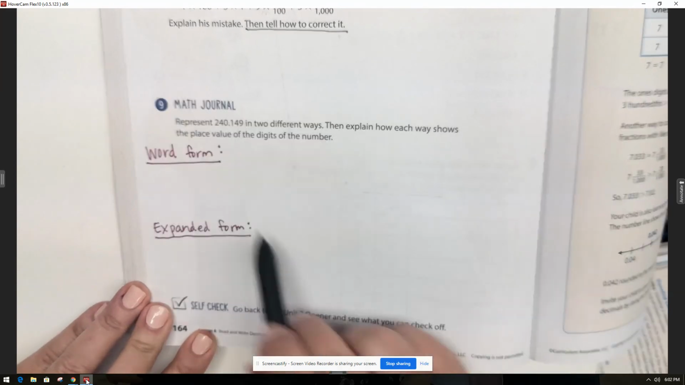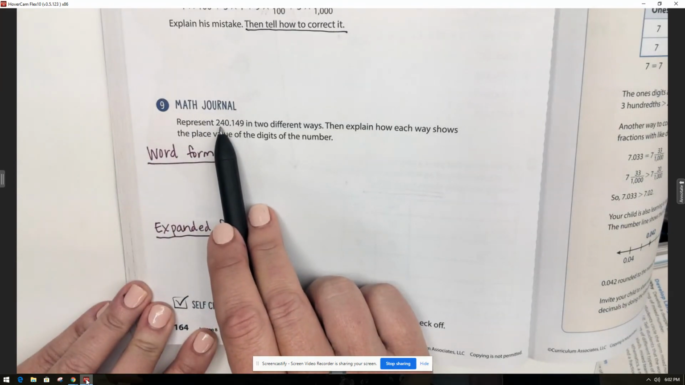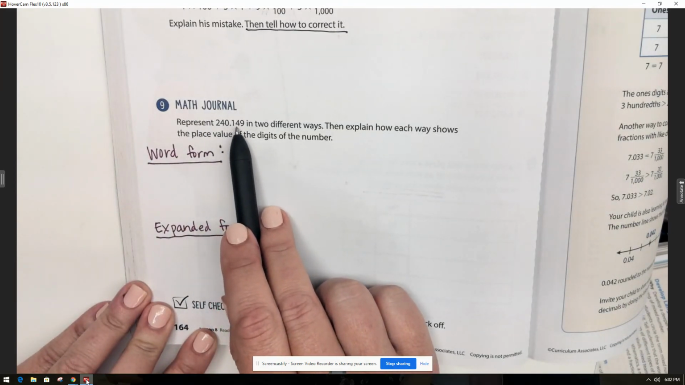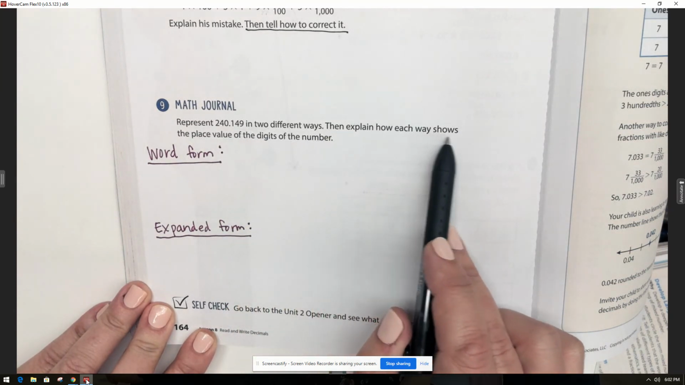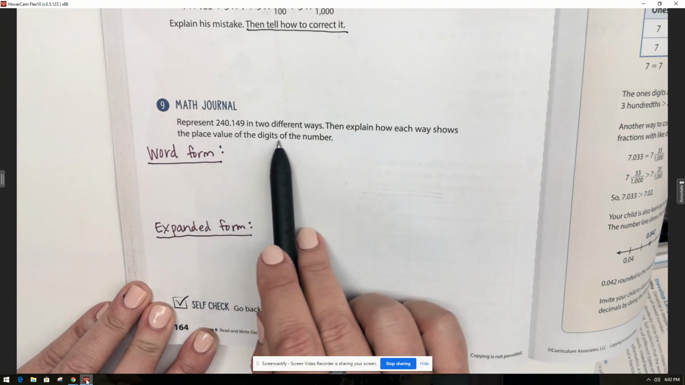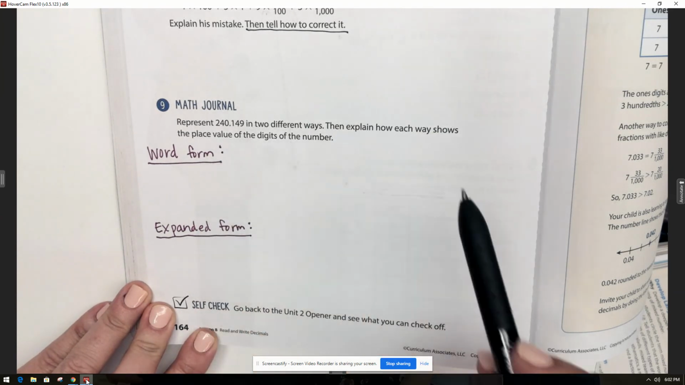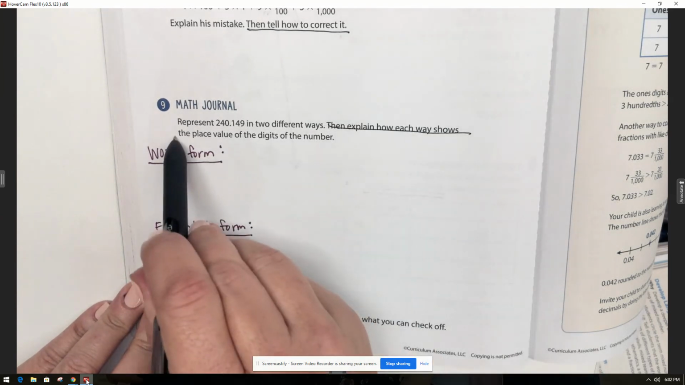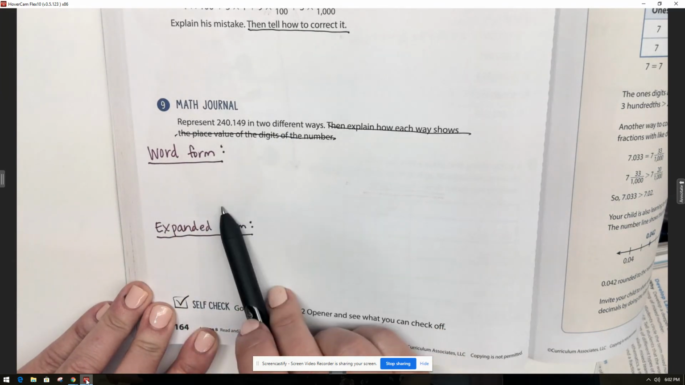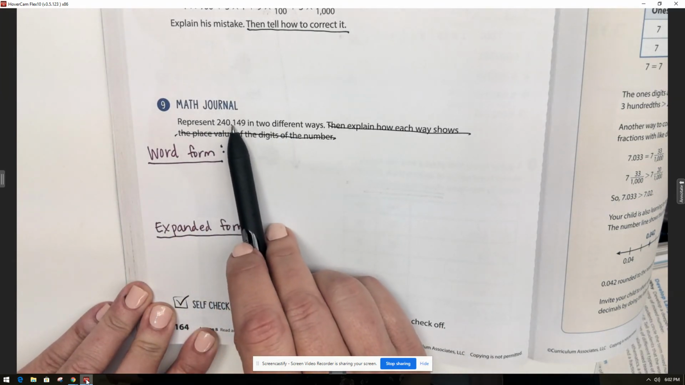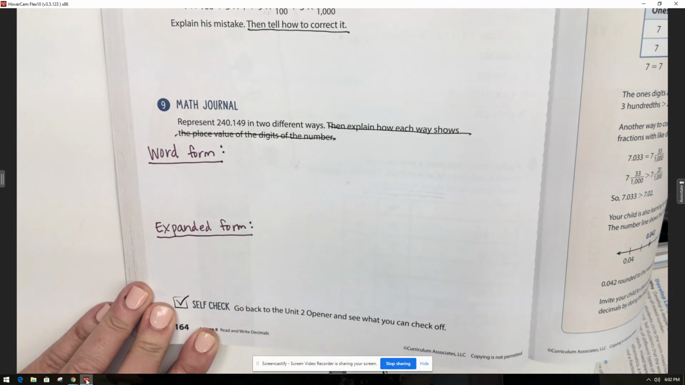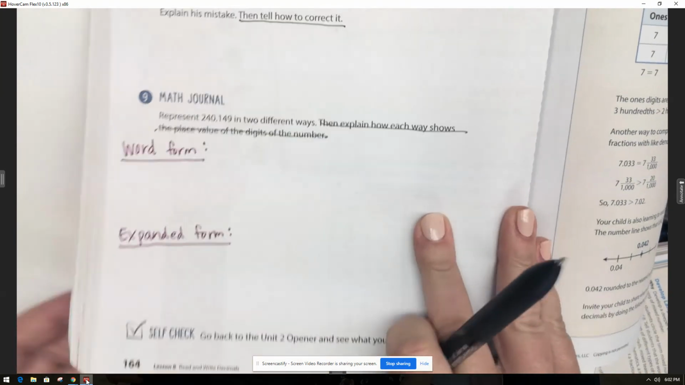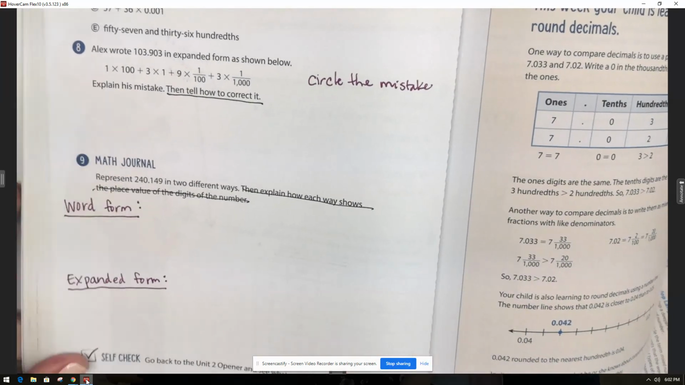Finally, number 9 says, represent 240 decimal point 149 in 2 different ways. Then explain how each way shows the place value of the digits of the number. I'm not worried about this part. All I want you to do is show me 2 different ways to make 240 decimal point 149. I would do it in word form and then in expanded form. And with that, you are done with your refined session.